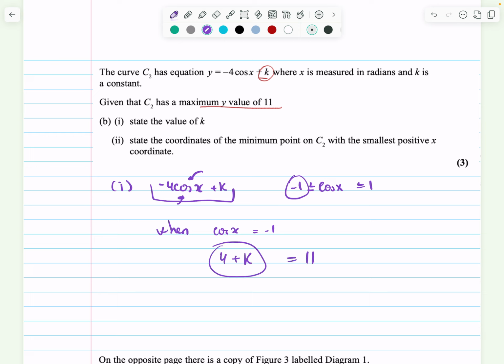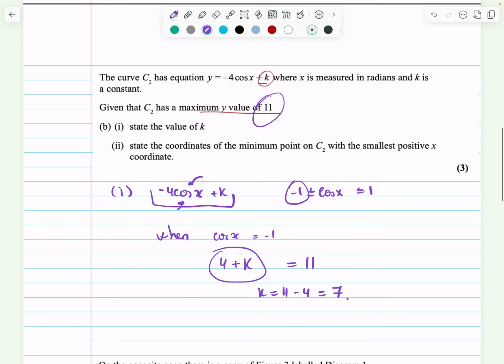And they say that's an 11. Okay? So they say that's an 11. So that means k is going to be 11 minus 4. What's 11 minus 4? It is 7. So the k value is 7.